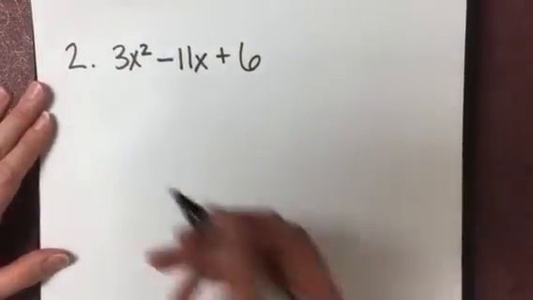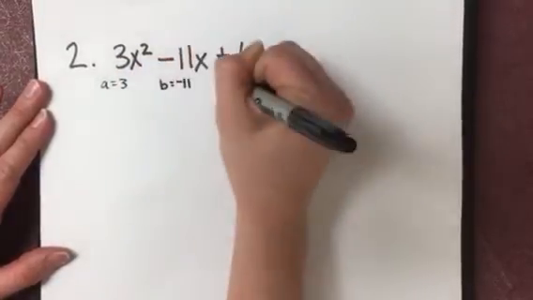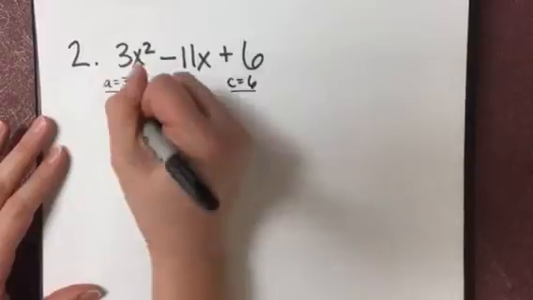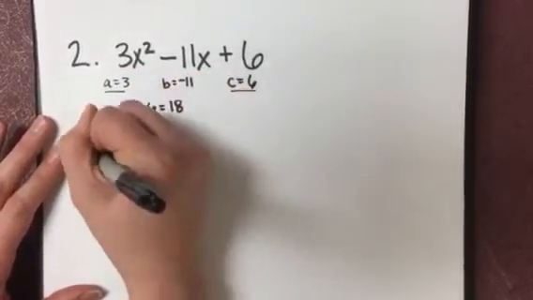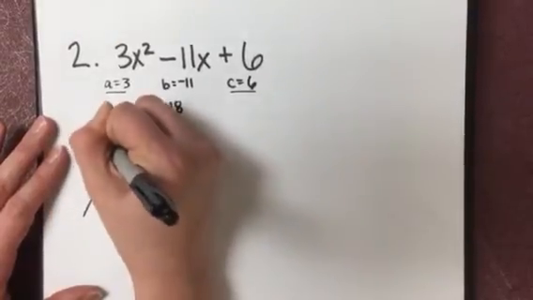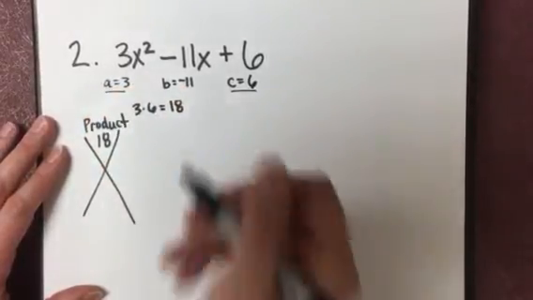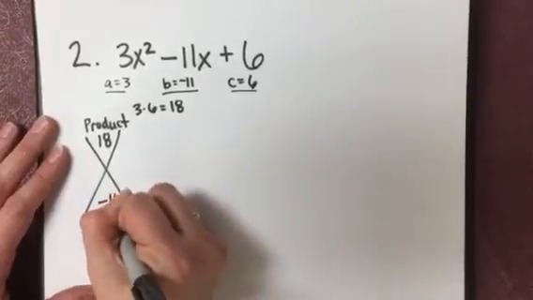Let's look at example 2. Again, start by naming your A, B, and C. A is 3, B is negative 11, and C is 6. Multiply together your A and your C value. So 3 times 6 is 18. So we're going to be looking for a product of 18. Your sum number will be your B value. So we want to get a sum of negative 11.